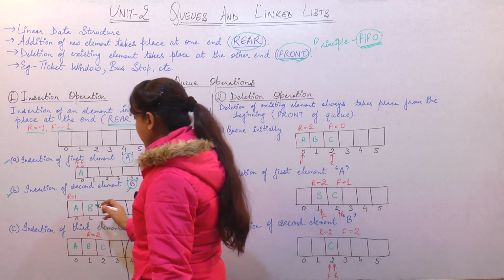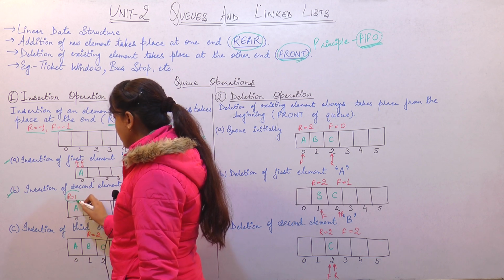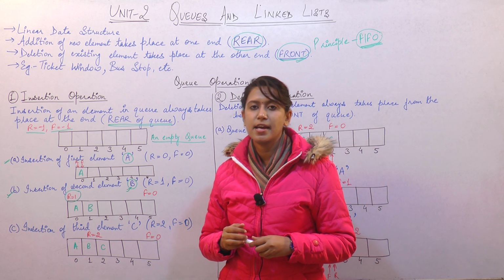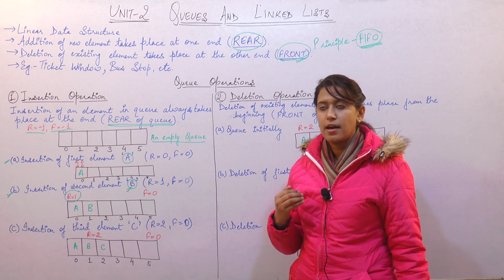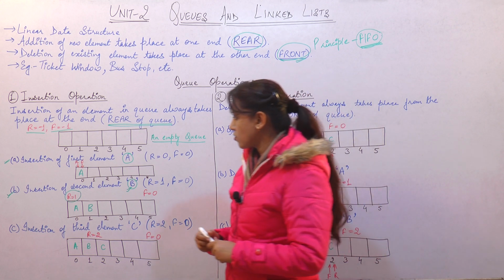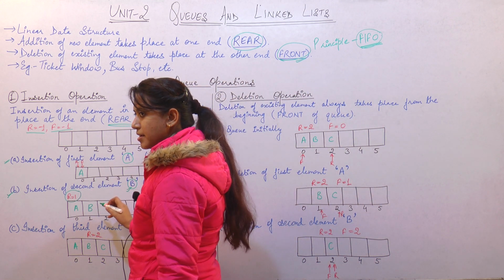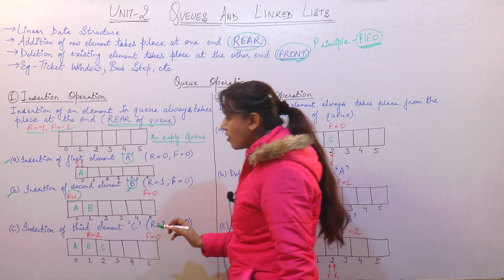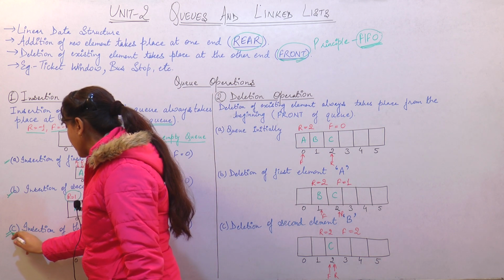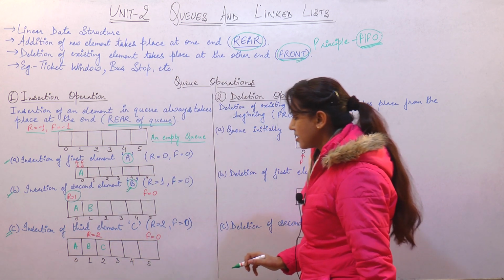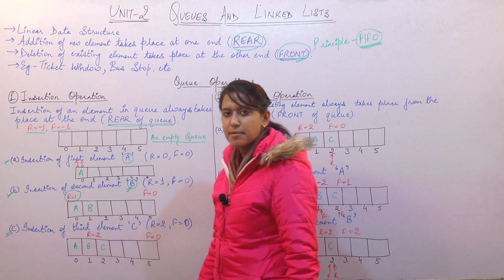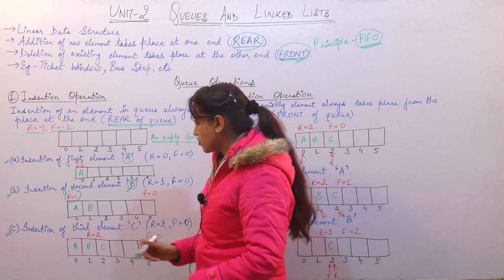Now after inserting B, the value of rear end will again increment by 1. Whenever we are inserting any new element to the queue, the value of rear end will always increment by 1. Then after inserting the third element C to the queue, the value of rear end will again increment by 1 and the value will become 2.